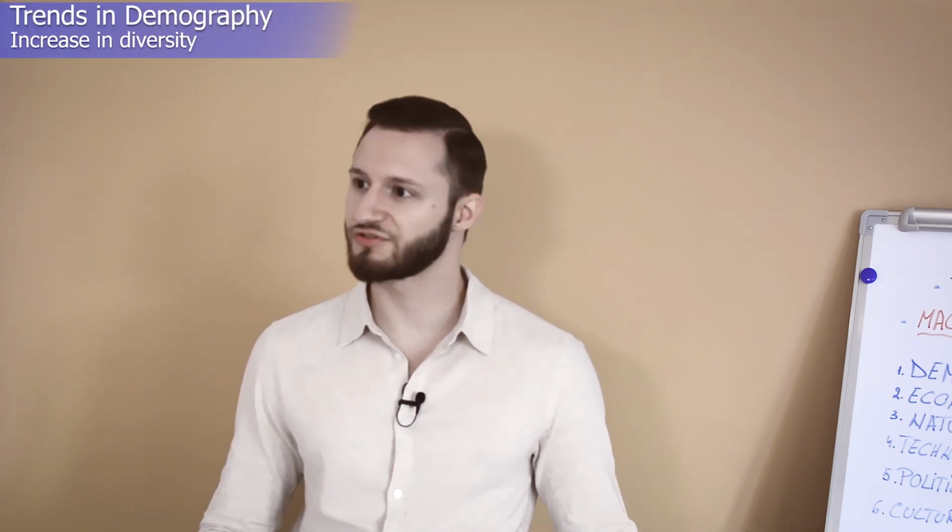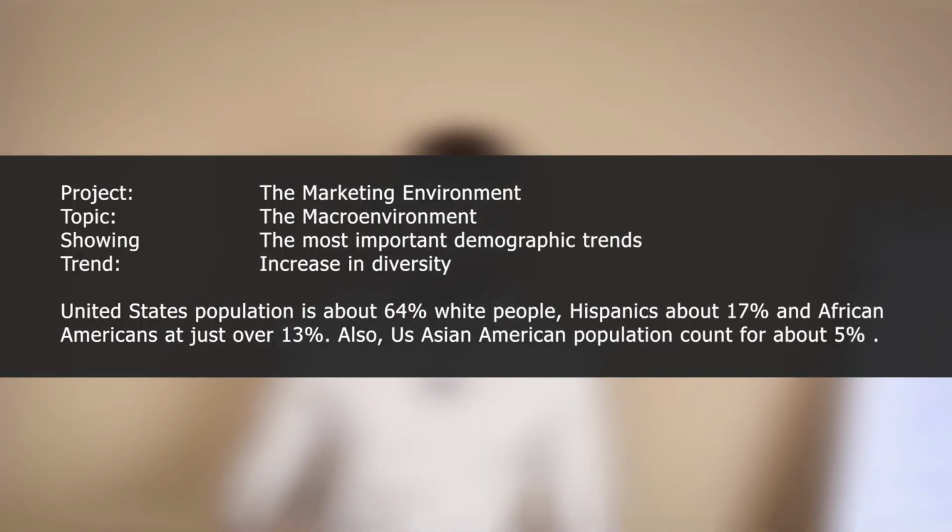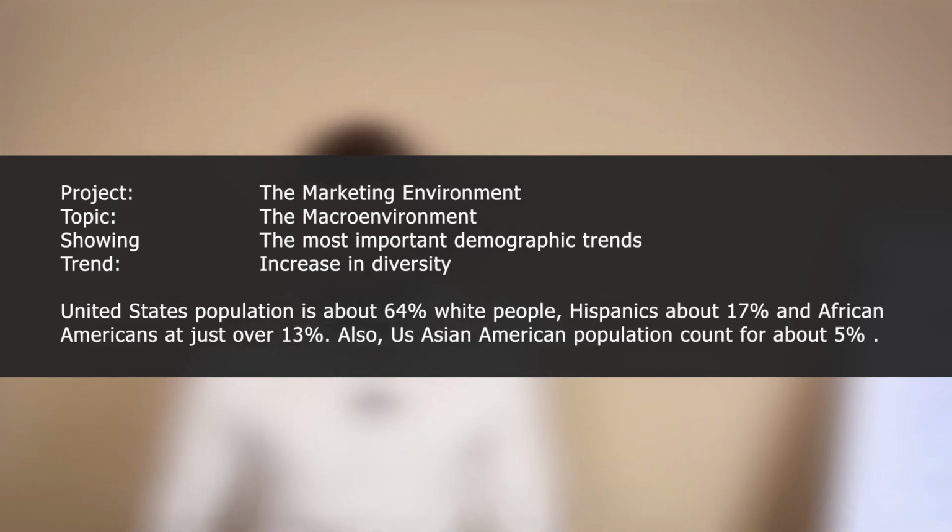And one last important trend in the population of the United States is the increased diversity. And when I say diversity, I mean all kinds of diversity. The United States population is about 64% white, Hispanics are about 17%, and African Americans are just over 13%. Also, the US Asian American population accounts for about 5%.